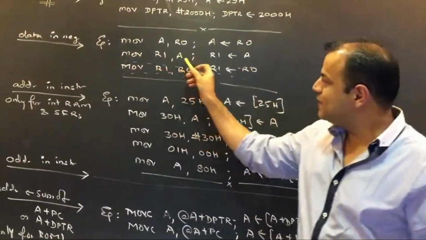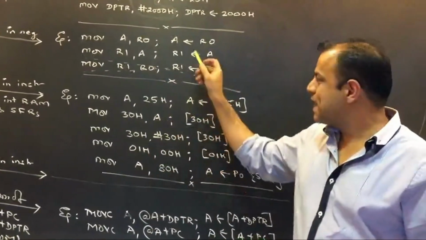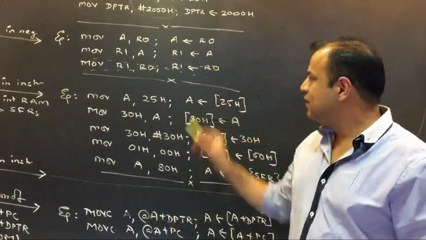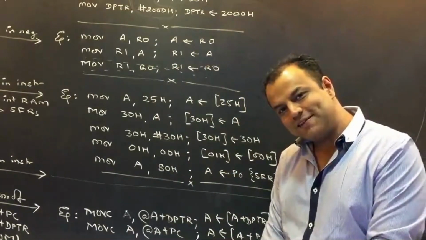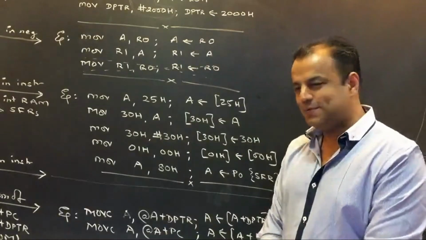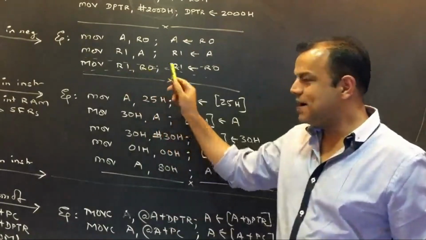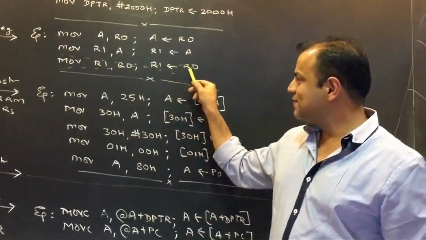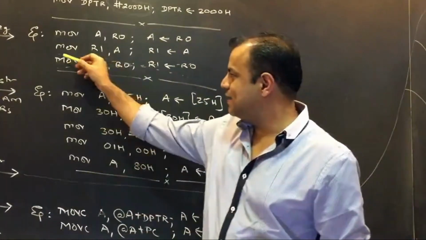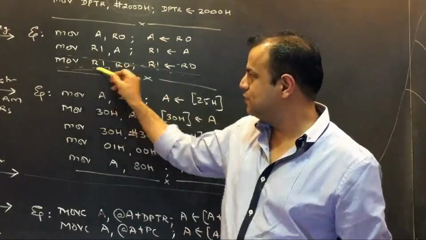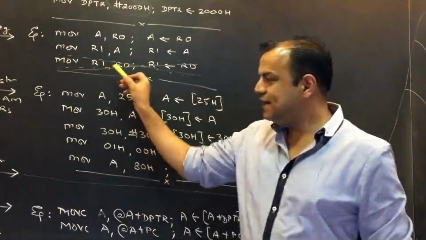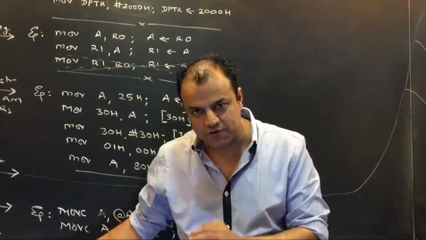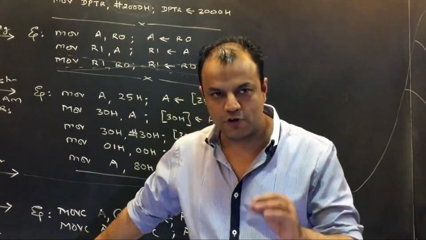MOV R1, A. Who gets what? R1 gets the value of A. So whatever is the value in the A register will be stored into R1. Please tell me, did you understand this? Now, one more example. MOV R1, R0. R1 gets the value of R0. Nah, this is not allowed. So what is not allowed? Writing 2 RAM registers in one instruction is not allowed.